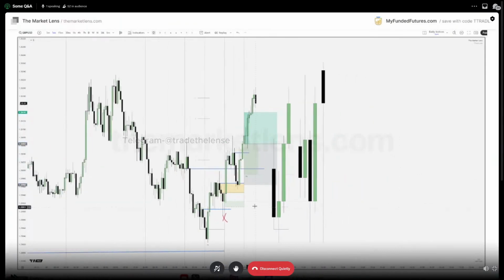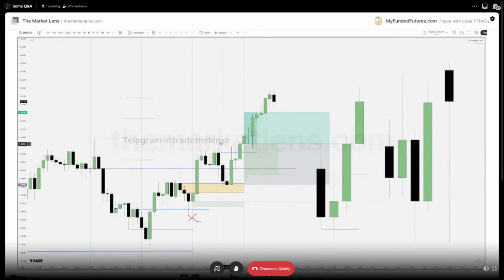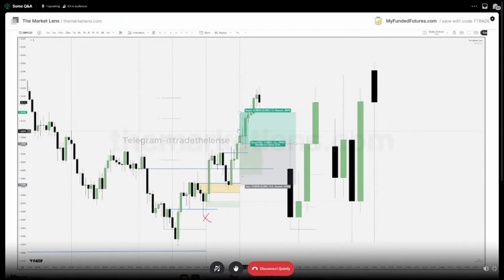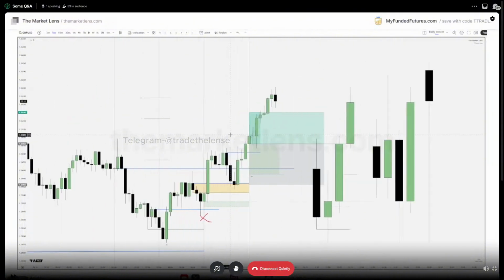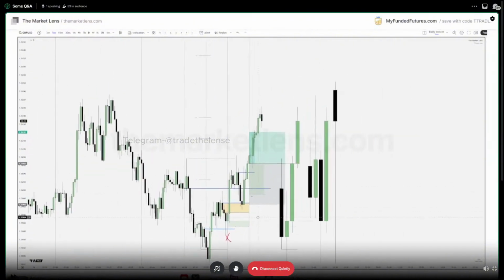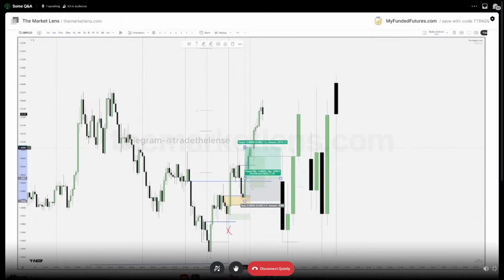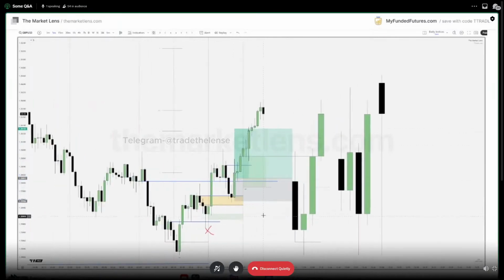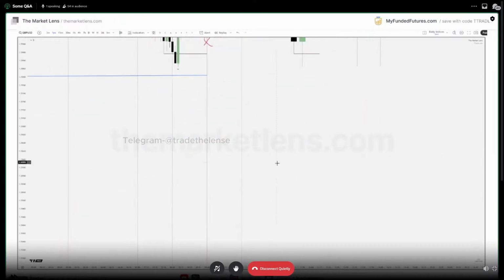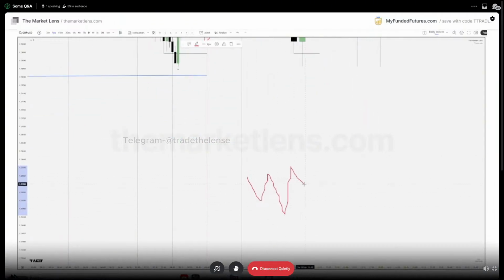I don't really like this entry because we've just swept out this high and, well, not swept out that high, but I don't know. I just don't like how wide the stop loss is. I prefer taking something like this. I'm a big believer in, I like to be entering like this. Let's see.